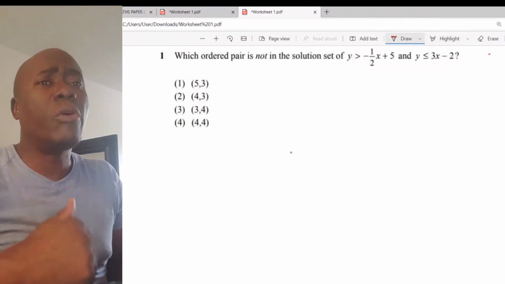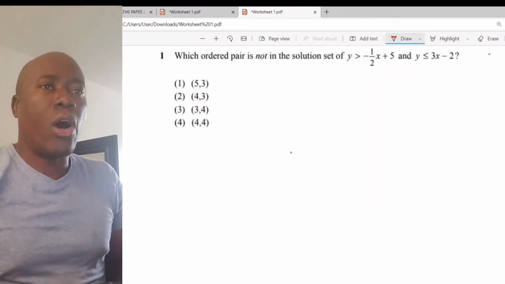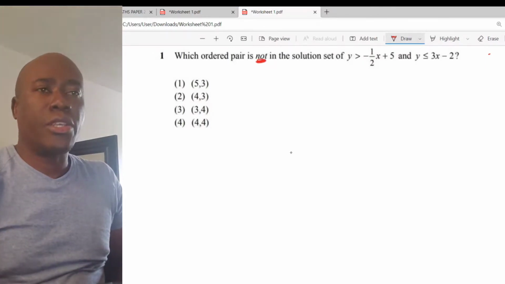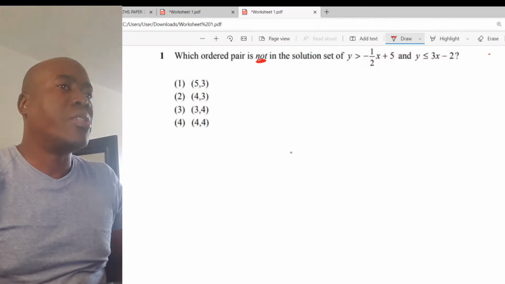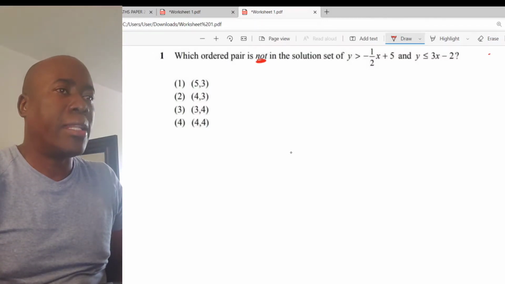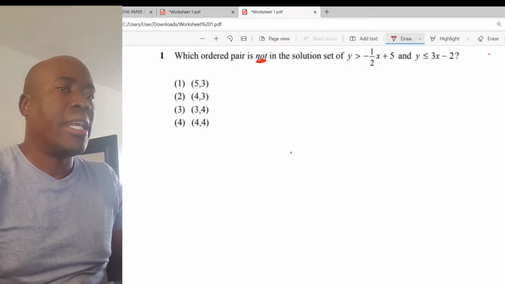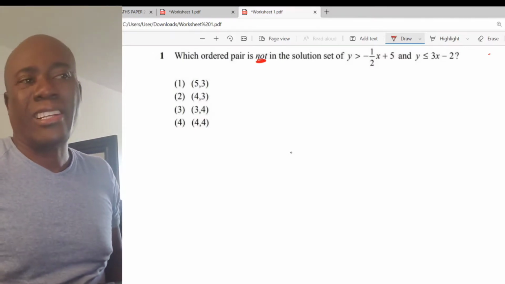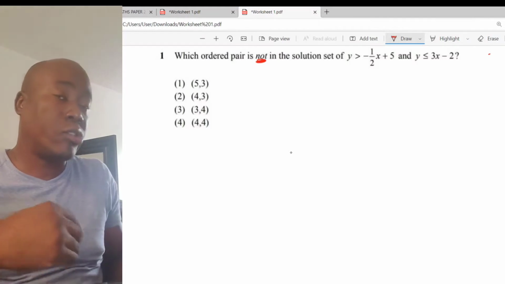All right, let's look at number one. It says, which ordered pair is not, and we want to underline the word not, in the solution set where y is greater than negative half x plus 5, and y is less than or equal to 3x minus 2.